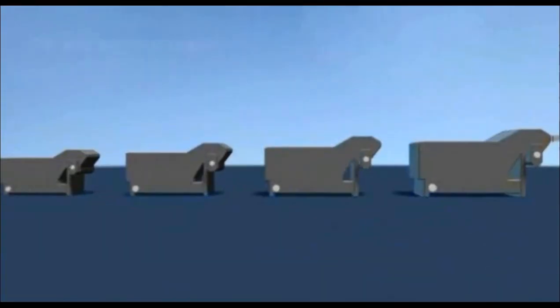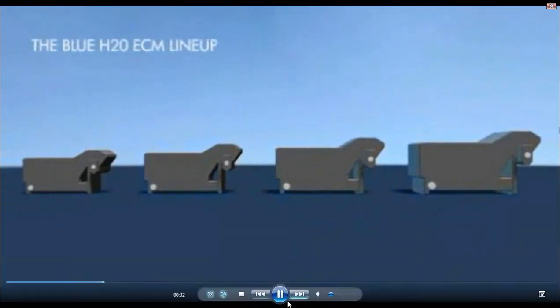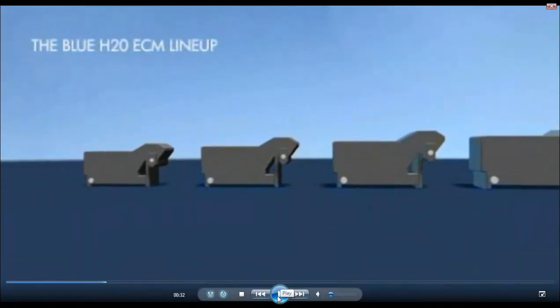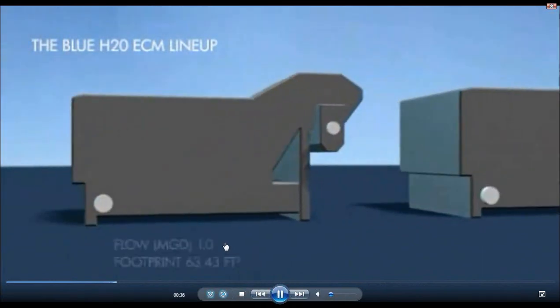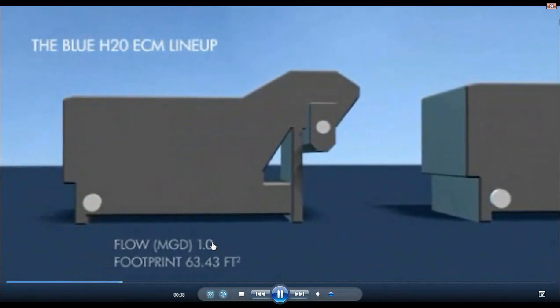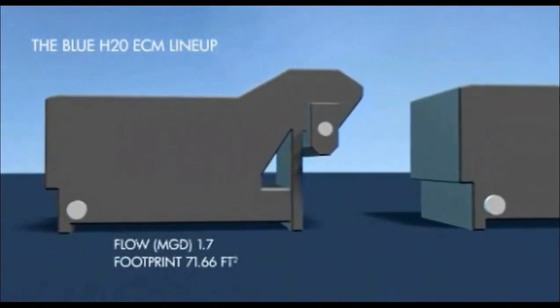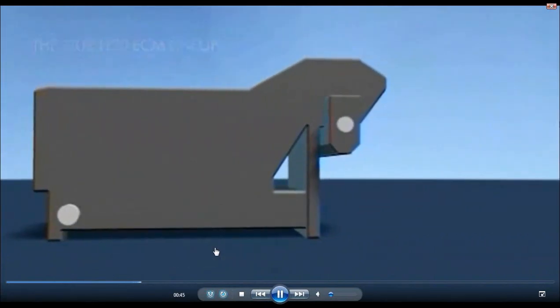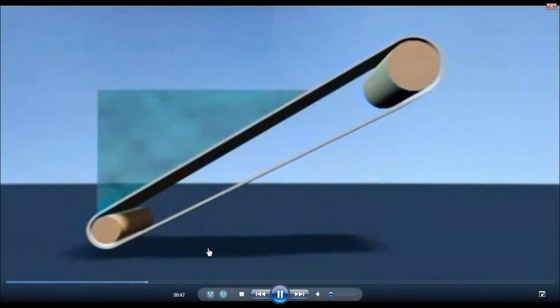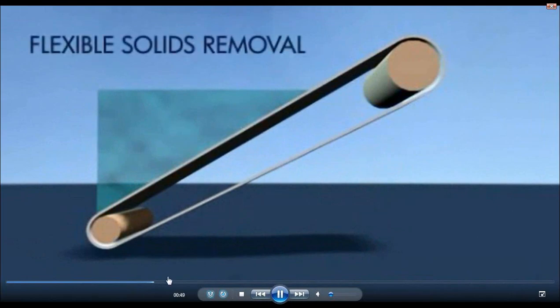The footprint is very minimal. So the space required for stormwater treatment is minimized as much as possible. And Blue Water has a complete product line ranging from a 0.5 MGD capacity unit up to that 3.5 MGD capacity unit that we just saw here. So again, we have 4 primary product models, and we're actually launching another model this year as well.